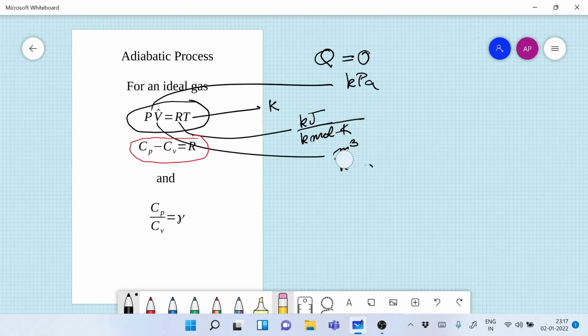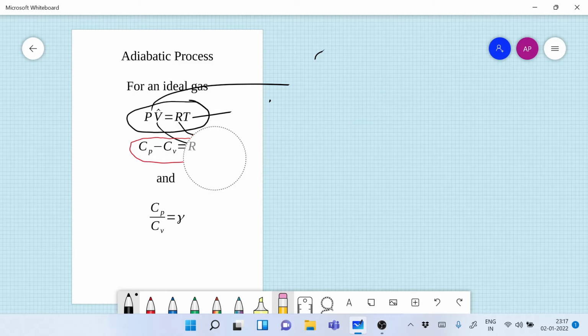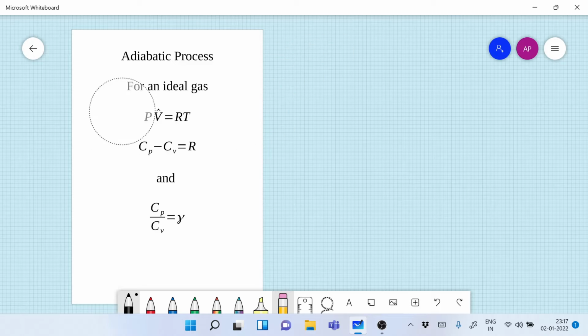Now let's analyze this process thoroughly. So let's go to the first law equation for closed systems, which is nothing but dU hat, that is internal energy per unit mole, is equal to dq, that is the heat transaction of the process, minus P into dV hat, where V hat is nothing but the volume per unit mole.